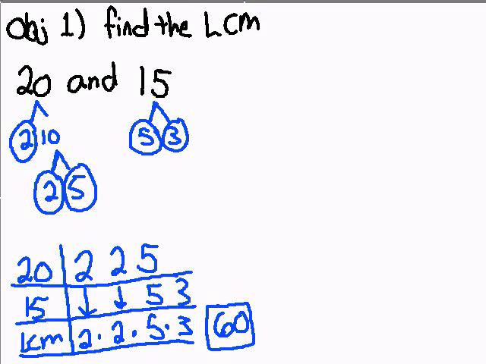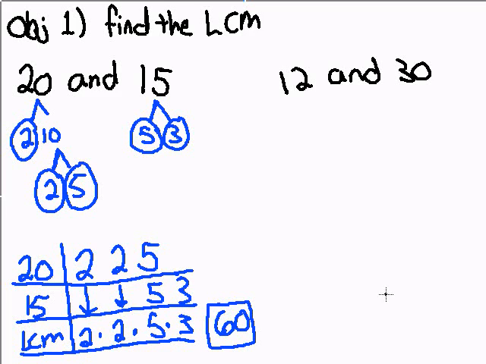Go ahead and, on your own, pause the video, and try to find the least common multiple of 12 and 30. So for 12 and 30, hopefully you factored those out.